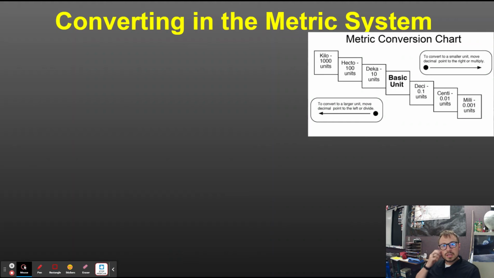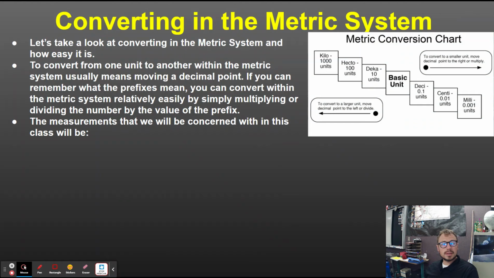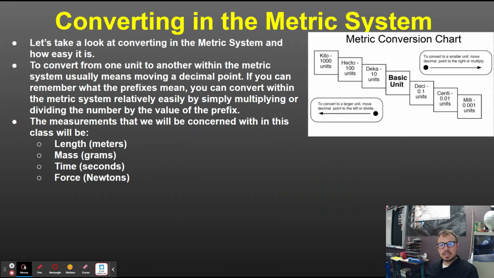In order to convert in the metric system, it's very easy. Converting within the metric system usually means just moving the decimal point. If you can remember what the prefixes mean, you can convert within the metric system relatively easily by simply multiplying or dividing the number by that value of the prefix. Or we can just use that chart. That's what we're going to be using in this class.